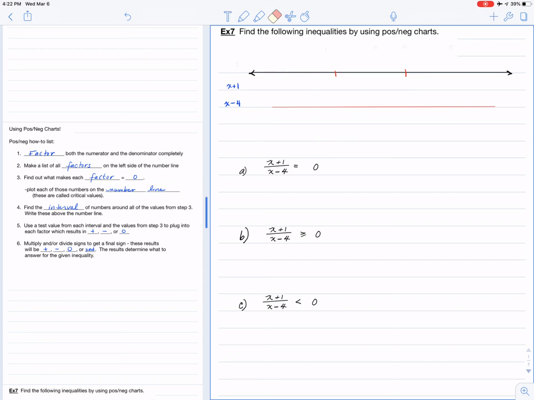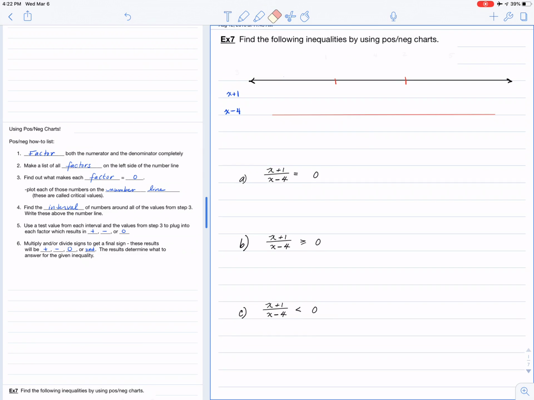Step number 3 says that I should find out what makes each factor equal to 0. And we know that this first factor here, x plus 1, negative 1 makes that equal to 0, and positive 4 makes the second one equal to 0. And the next part says that I should put these on my number line. So make sure you put them in order. I know that should go without saying. So my negative 1 value goes on my number line, and my positive 4 value also goes on my number line.